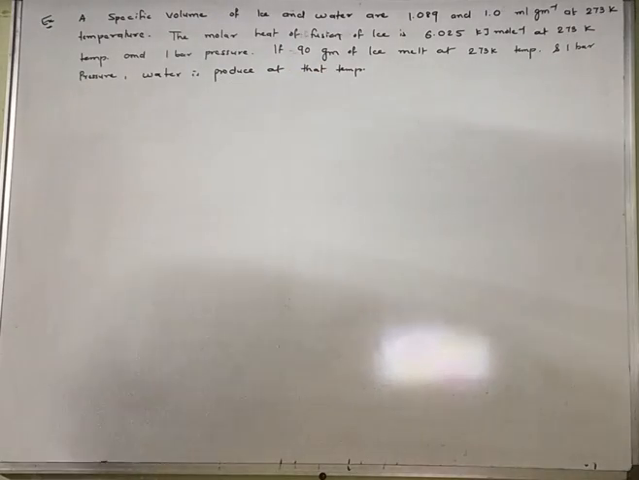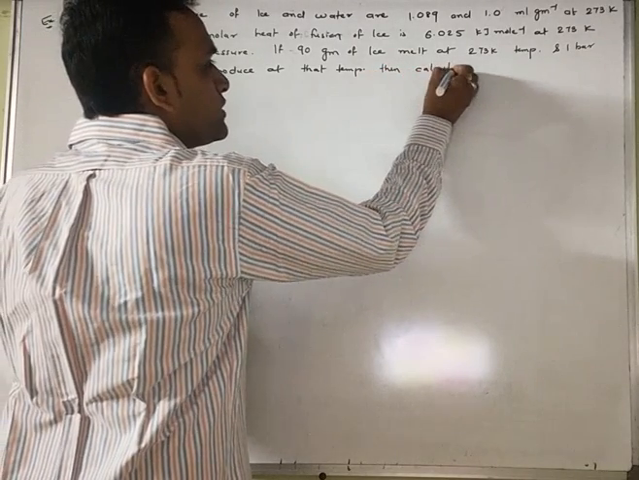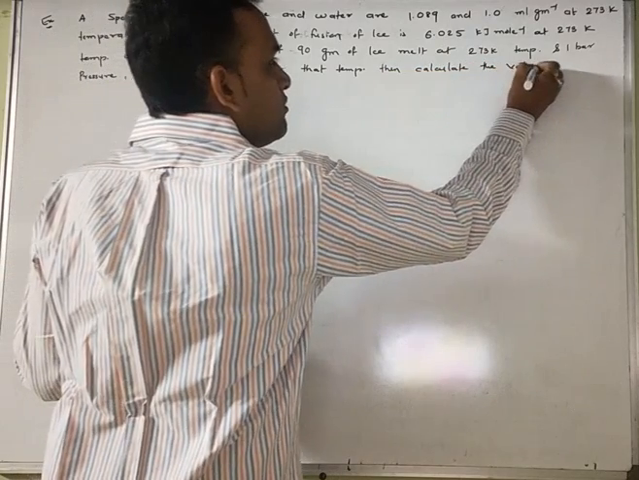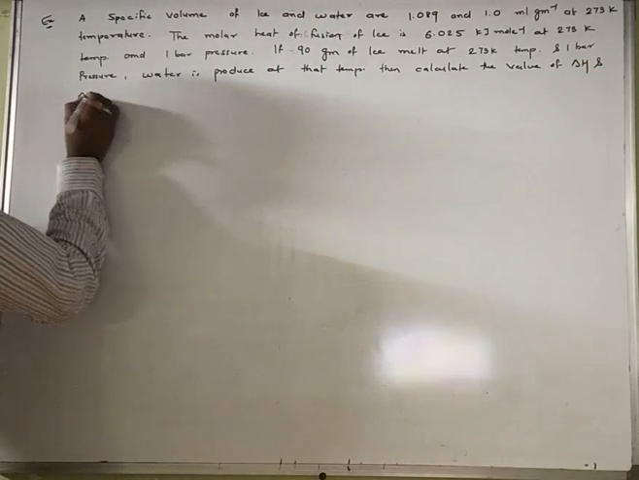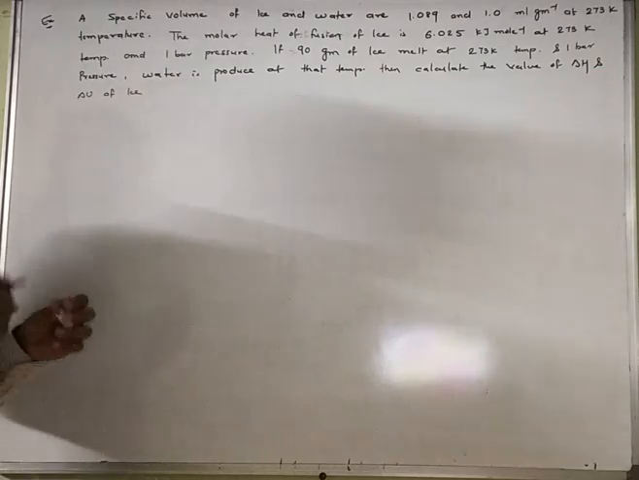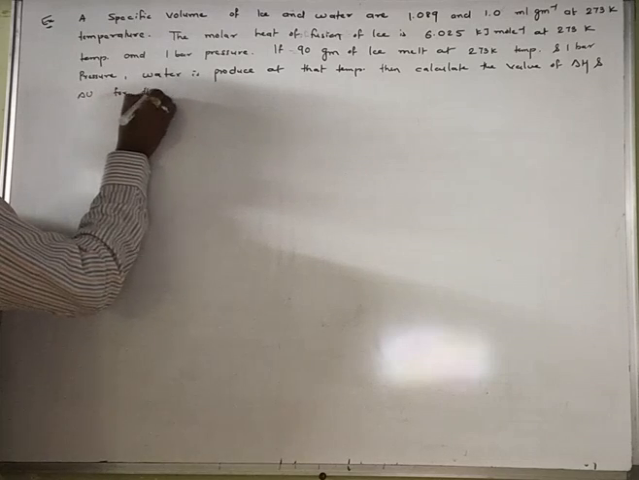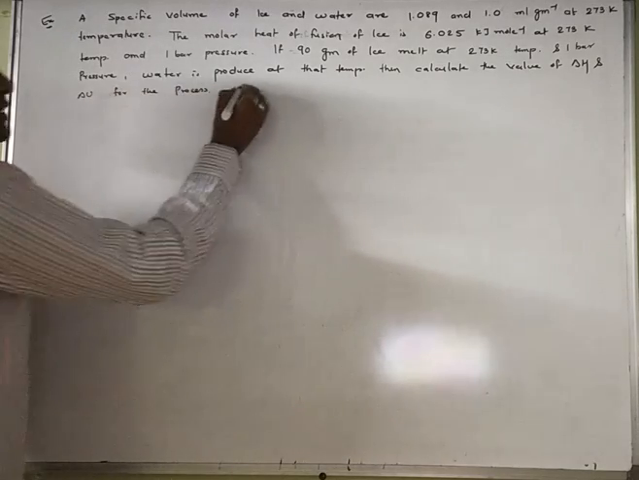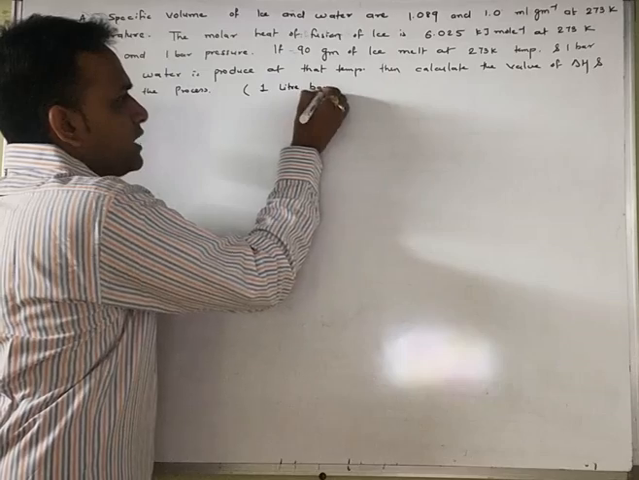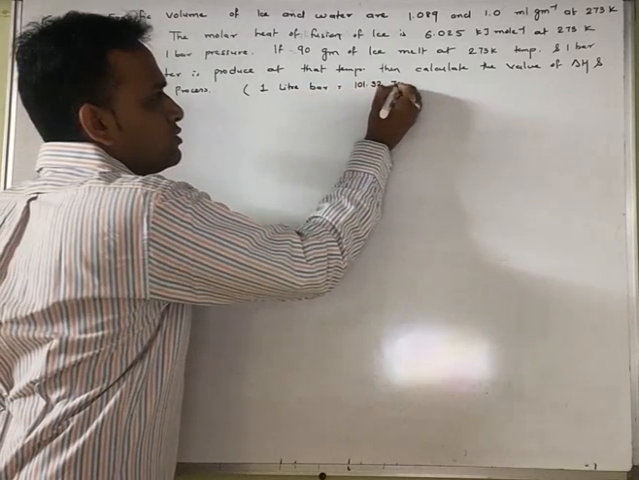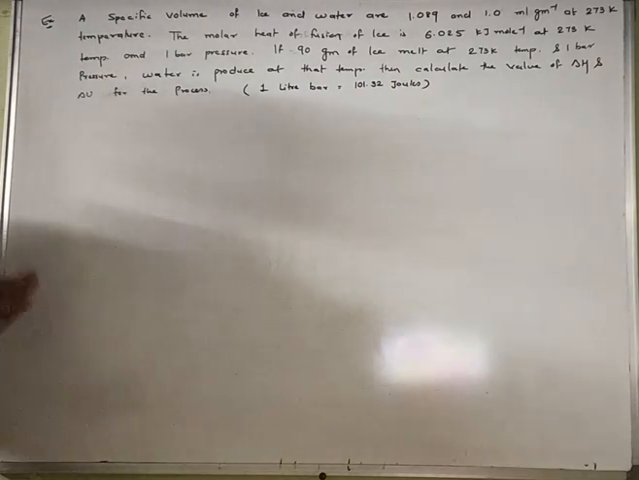Then calculate the value of delta H and delta U of ice. First of all, for the process, here it will be given that 1 liter bar is equal to 101.32 joule, right? So now let us see what you have to do here.